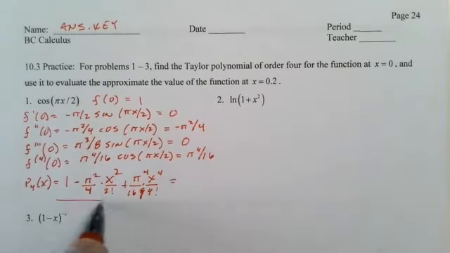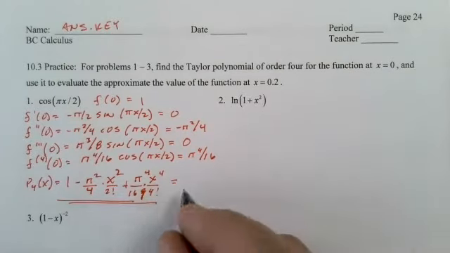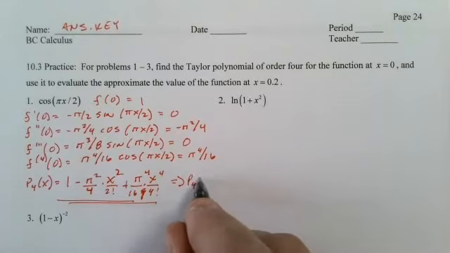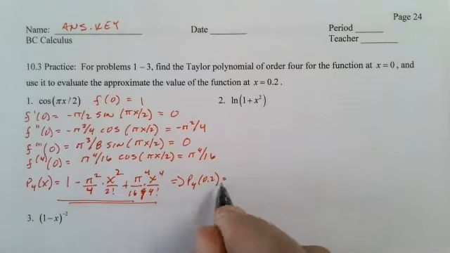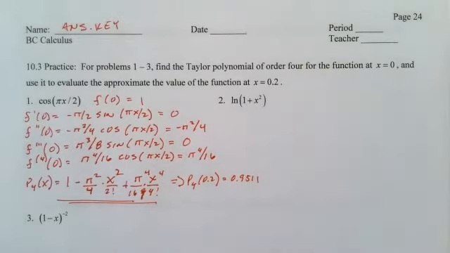And we combine that if you want. If you want to combine, that's great. I believe that's 384 and that's 8. So then when we plug in 0.2, we get 0.9511, which is interesting, but not the end of the world.